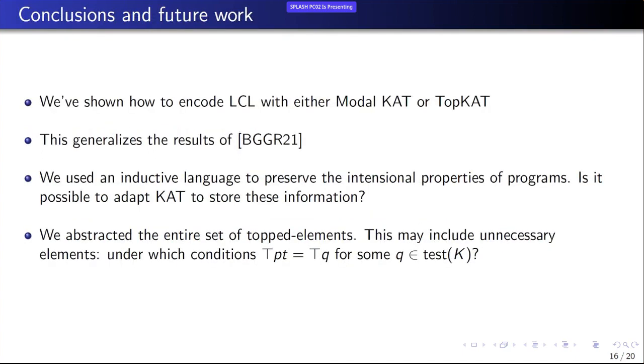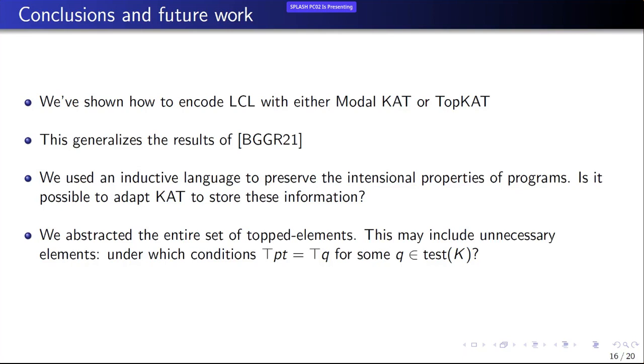So in conclusion, in this paper, we have shown how to encode the local completeness logic using two variants of KAT that are the Modal KAT and the TopKAT. This is a generalization of the original presentation of the local completeness logic, because they used a set theoretic framework, which is a particular instance of a KAT, the relational model of KAT in particular. There are two open questions that we have.